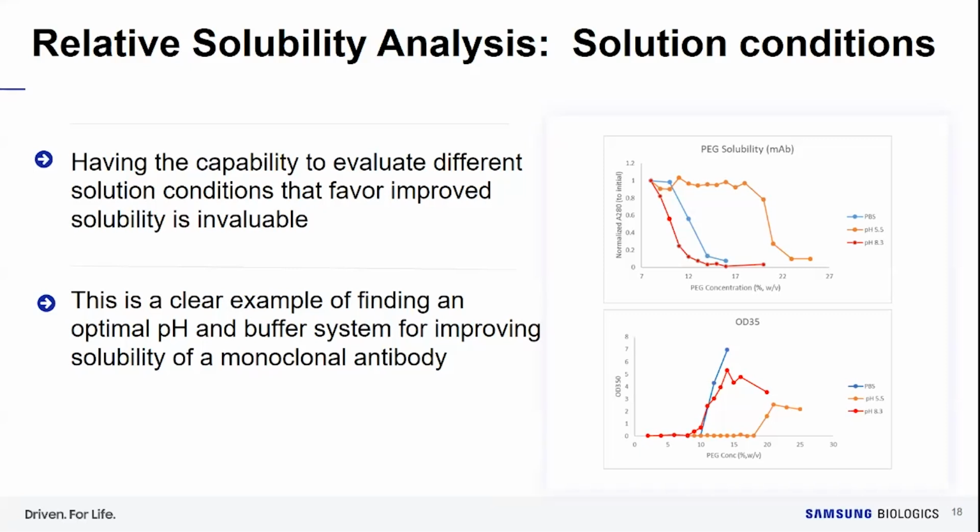And here's an example of relative solubility looking at different solution conditions. We know that pH or buffer can affect the solubility of a protein molecule. In this case, the PEG solubility assay was able to compare and determine the relative solubility for a variety of different solution conditions. In the examples here, we're comparing different pHs as well as PBS. And we can see that the lower pH was more favorable for solubility. So this could be an option, with limited amounts of material, to evaluate the solubility properties under different solution conditions at the stage of developability.